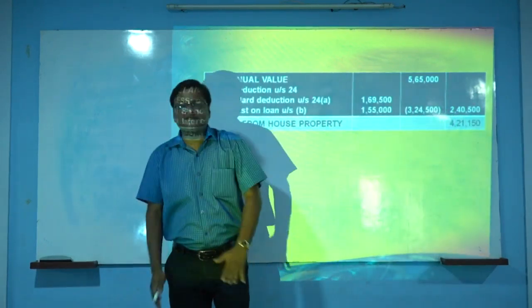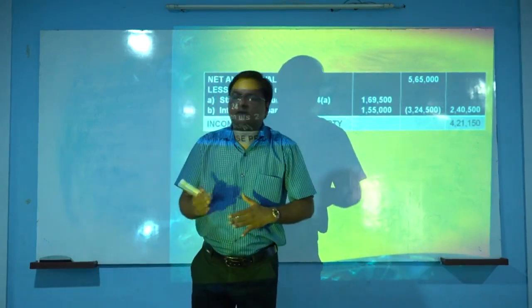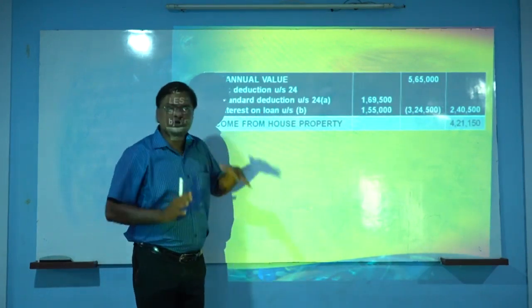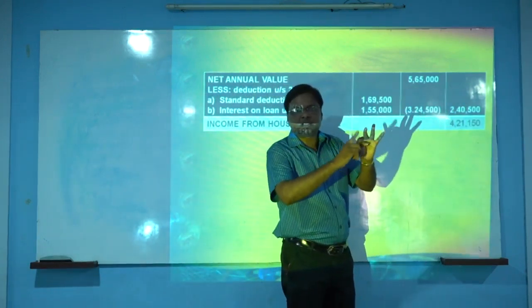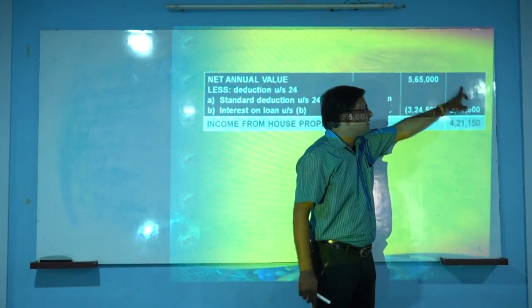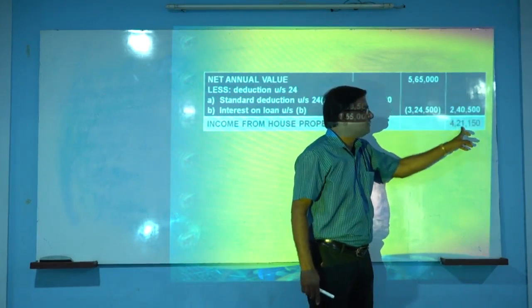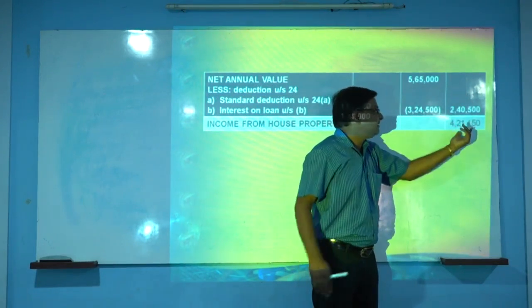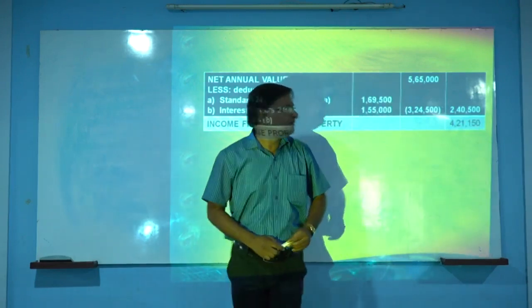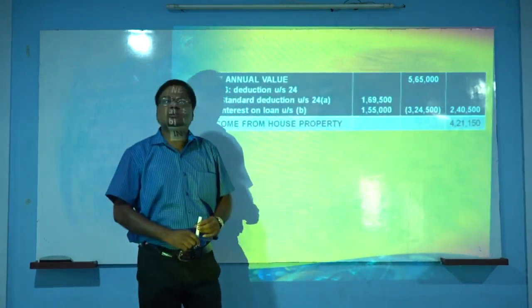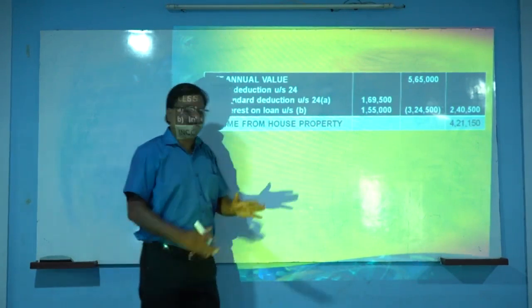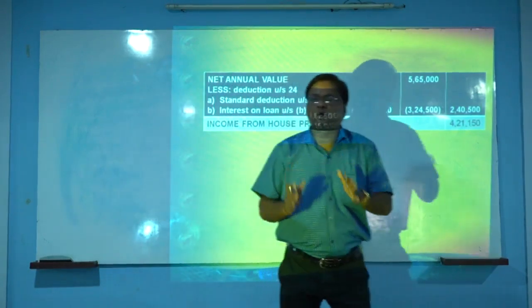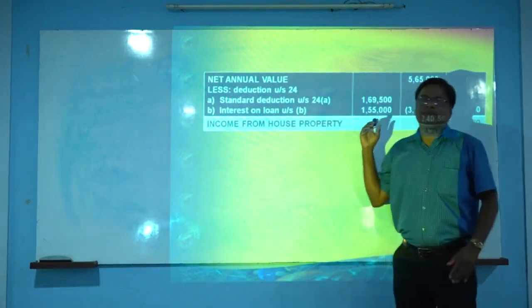3 house properties are there. Separately we have calculated income from each house property. It is taken into the last column. First house, second house and third house. All 3 house properties income will be taken. That sum will be taken here. It comes to rupees 4,21,150. It is the net income from house property, that is the taxable income from house property.